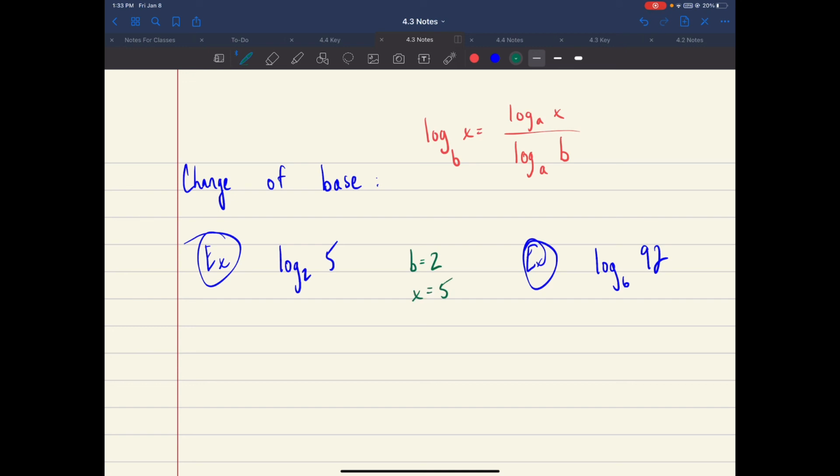So then we're just converting it. So I'm going to make this base 10. So I would say log base 10 of x, which is 5. So log of 5 divided by log of 2.